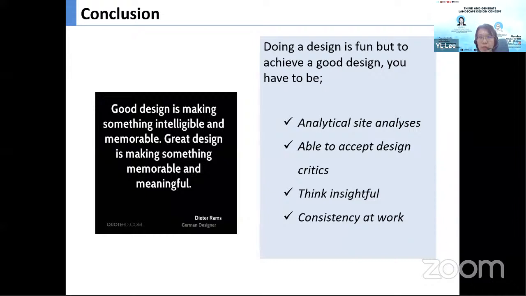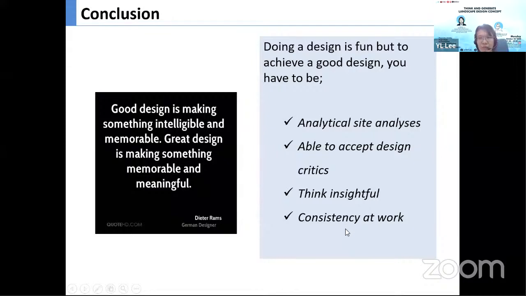Sometimes you won't see it, or sometimes your idea will be limited to certain things only. So try to accept other people's ideas and think insightfully. Sometimes you have to think out of the box. How to think out of the box? Accumulate your experience of looking at design.